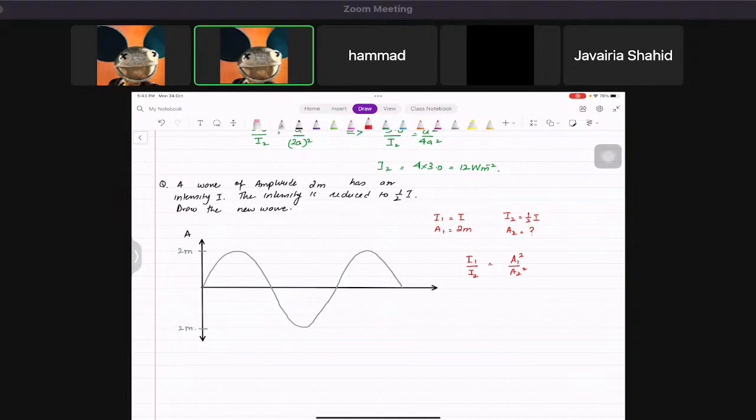So now let's do that. I, and this is half I, and the amplitude for the first one was 2 square, I'm just going to write meters, and I want to find A2. So I and I will cancel out, so this will become 2 times A2 square over 2 square, which is 4, so A2 square will be 4 divided by 2, which is 2. Now I take the square root, so I get A2 as root 2, which is about 1.4 meters. Do you guys understand this?